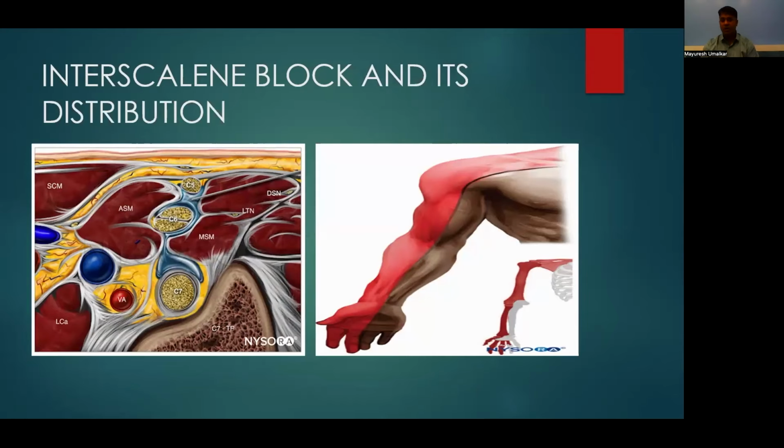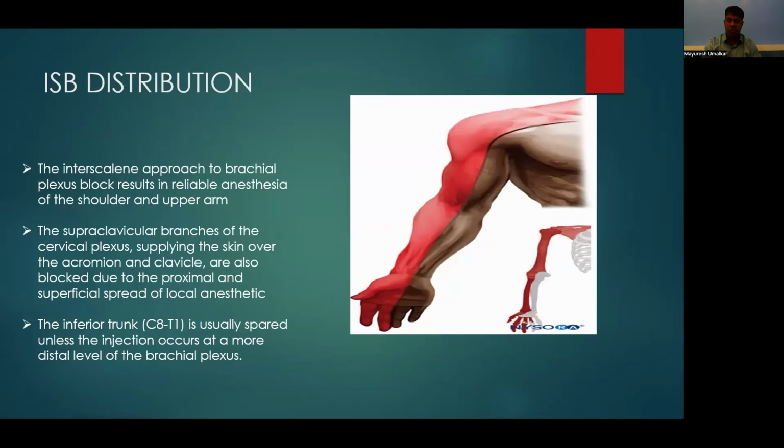If you see the distribution of the interscalene block, it doesn't cover C8, T1, or the ulnar aspect. In the interscalene block distribution, the inferior trunk, C8 and T1, is usually spared. The interscalene approach to the brachial plexus block results in reliable anesthesia of the shoulder and upper arm.